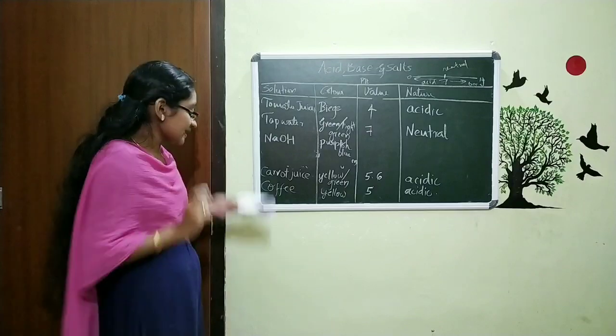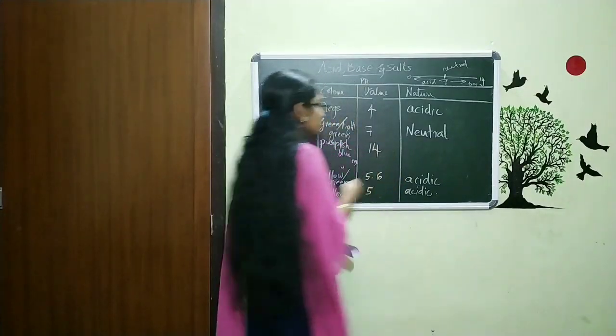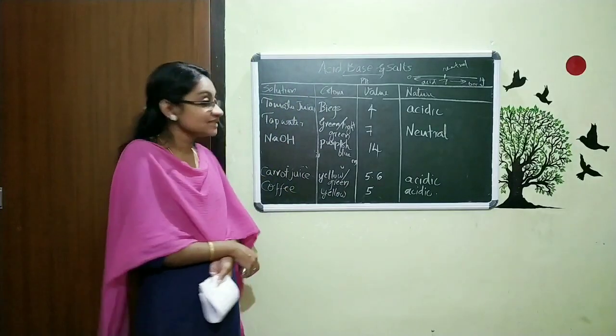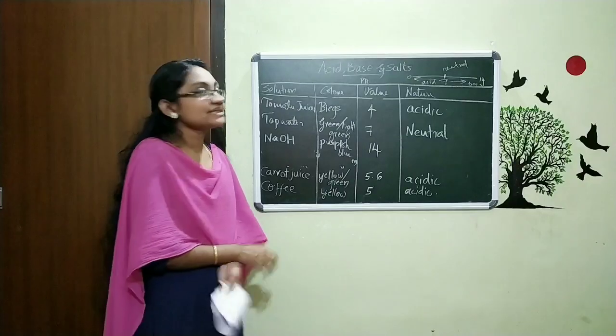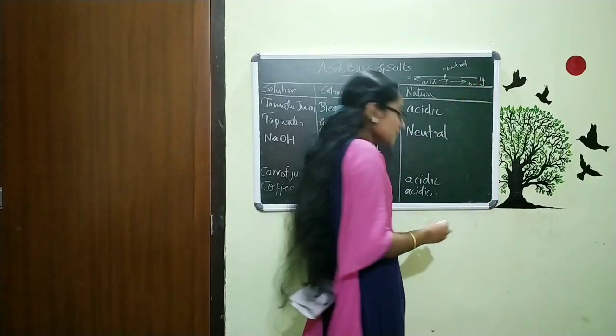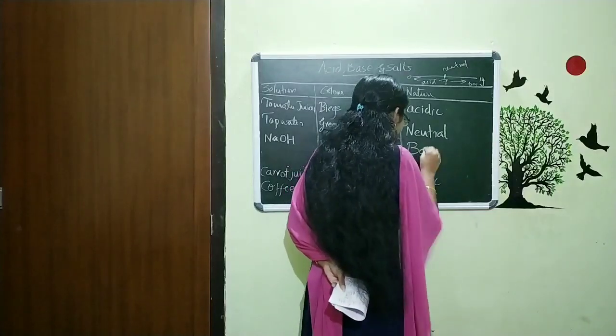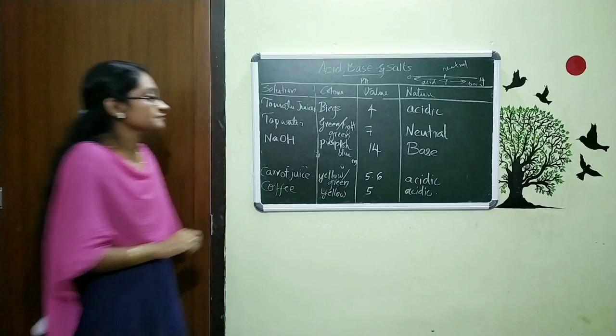And for this NaOH, we get the value as 14. Here we are selecting the concentrated sodium hydroxide. So the value is 14, and then we can say what is the nature of this? It is a base. Actually, it is a strong base, or it is basic in nature.